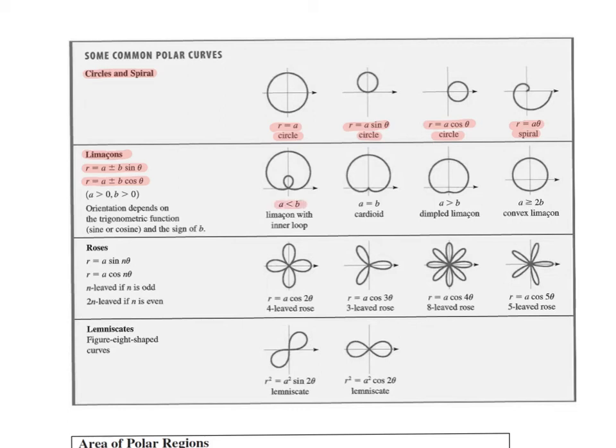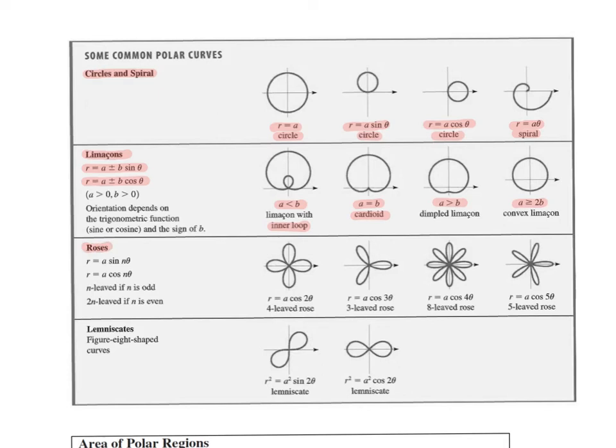If the a value is smaller than the b value, you're going to have this inner loop here. If a and b are equal, that's what we call our cardioid. It looks like a heart, so cardiac. If a is greater than b, notice that it starts getting more rounded. And if a is greater than or equal to twice b, then it becomes more like a circle. So as a gets larger, b gets smaller, it becomes more circular.